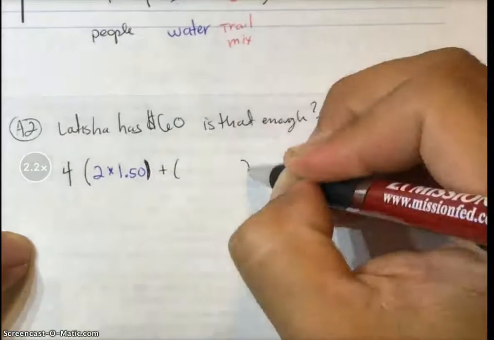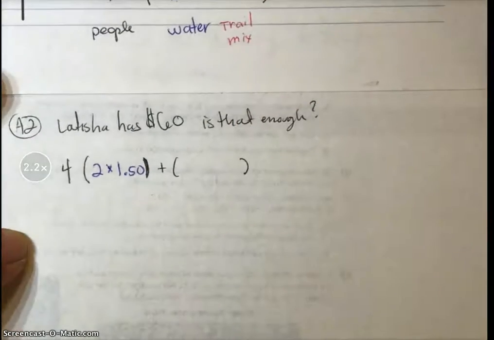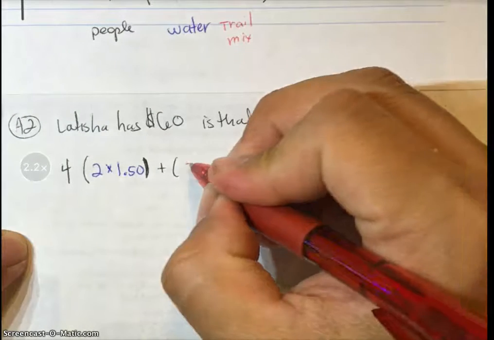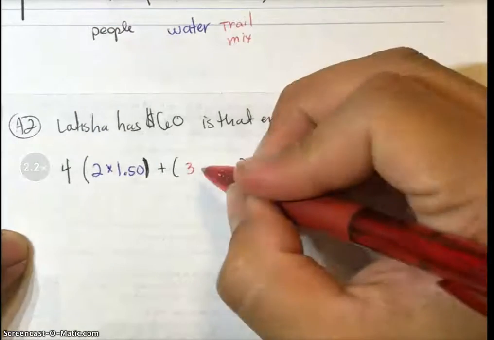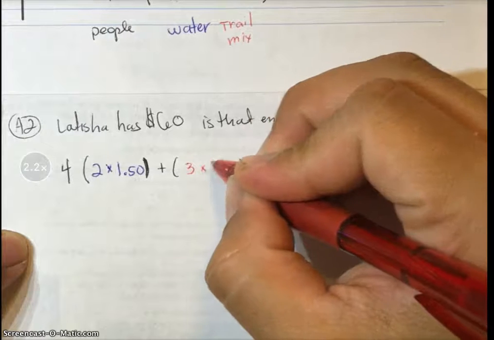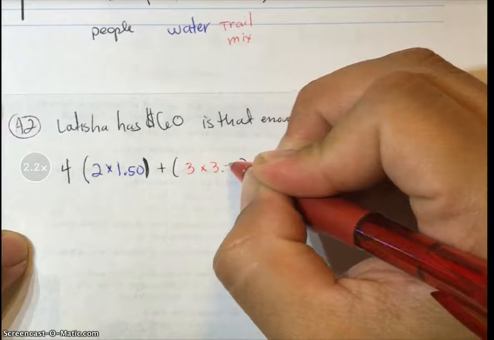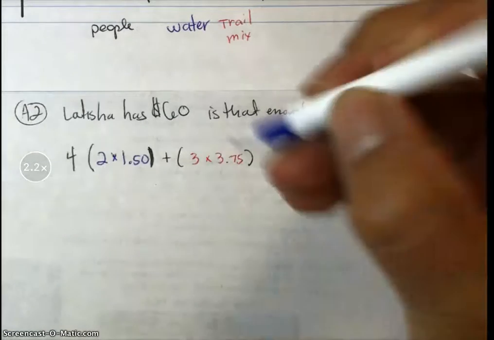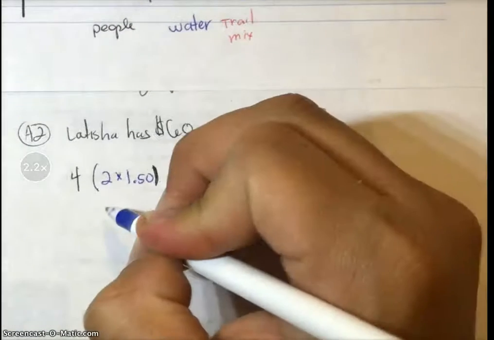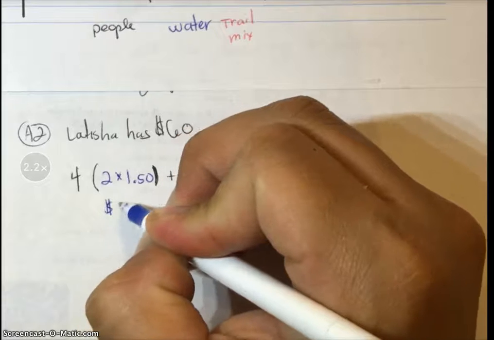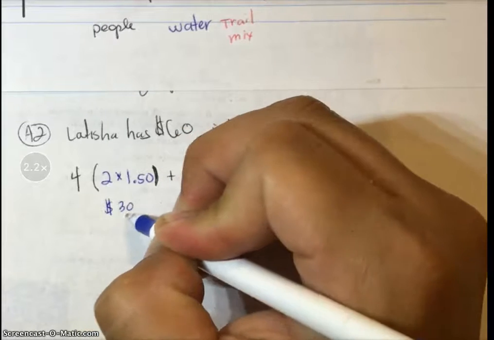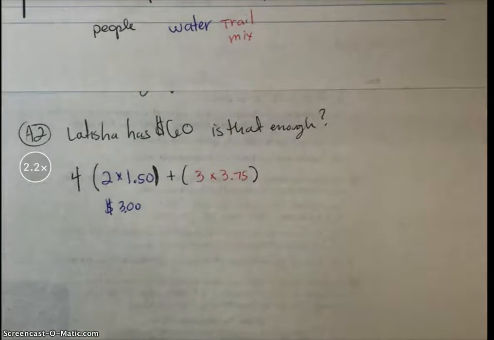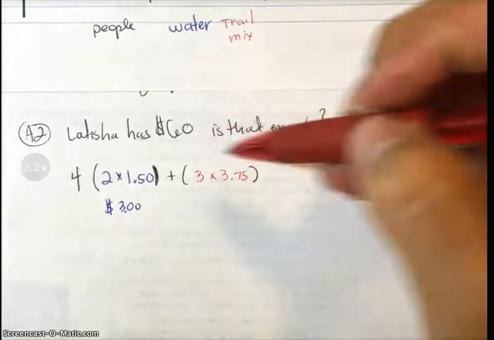Now their trail mix says that each person gets 3 bags of trail mix. So here are the 3 bags. Okay, and each one of their bags is $3.75. Okay, so I'm just going to do each section one at a time. So inside the parentheses, the water is going to cost them $3 per person. Oops, oh, we got $3. There you go. And $3.75 times 3.